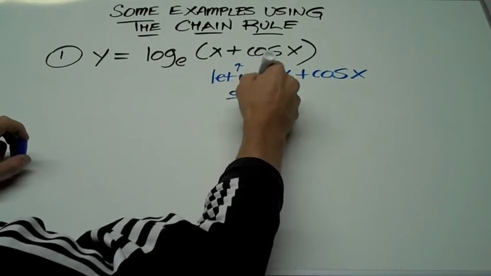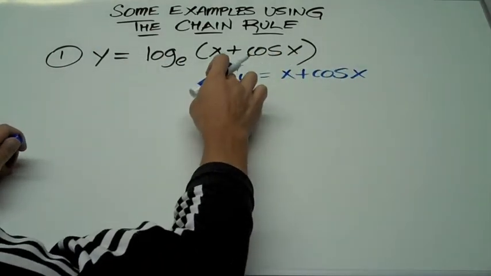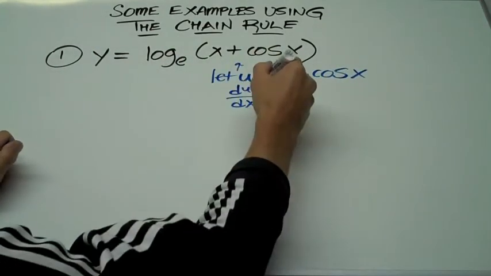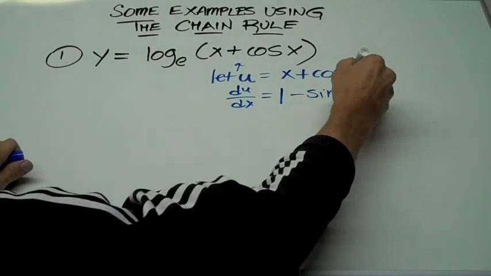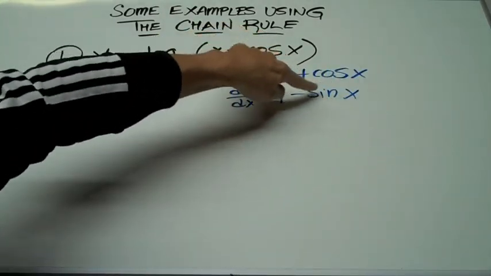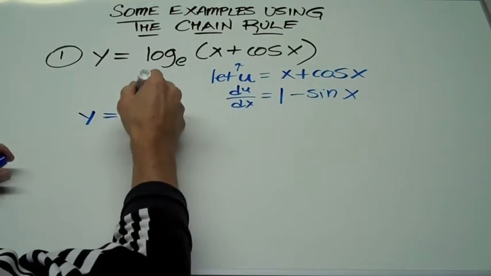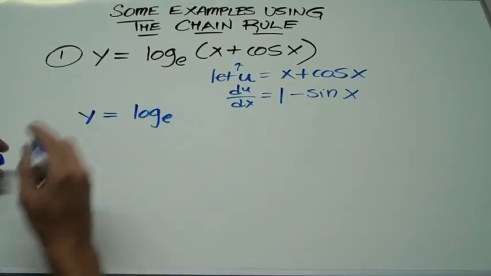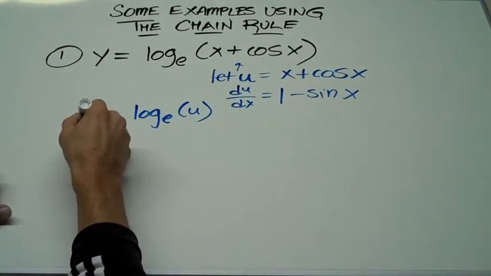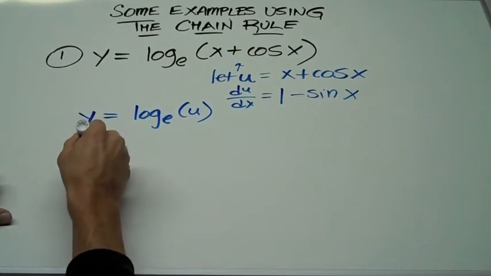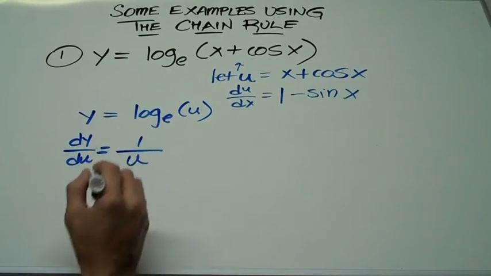Therefore, du dx, I take the differentiation of u with respect to x, because I have u's equal to x's there, is equal to 1 minus sine x. And you can see how important it is to know this by heart so this doesn't trip us up. Well then, write this as y is equal to log e, which is the same as natural log of u. Well, I need to know what dy du is. Well, dy du is going to be 1 over u.